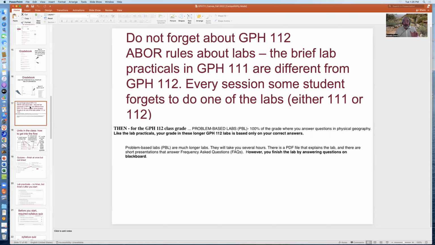Sadly, there's 2 or 3 students every session that think that they've finished with the class if they finished 111, or they think they finished with the class if they've done the lab practicals for GPH 111, they've done the labs for 112. These are 2 separate classes. ABOR, the Arizona Board of Regents, requires that there's a lab, and we run the lab in a certain way. You have to complete both classes if you're taking both classes. They cannot be mixed together.